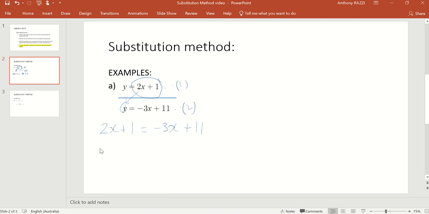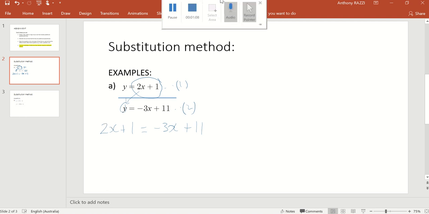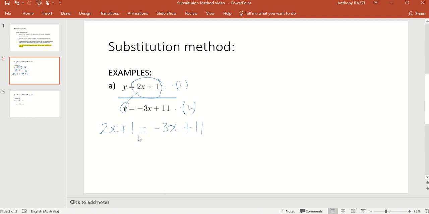So we want to get the x's on one side of the equation and the numbers on the other. The first step is to remove this minus 3x. And remember, when rearranging equations, we always do the opposite process. So the opposite of taking 3x is adding 3x. So we're going to add it to both sides of the equation to keep the equation balanced. They cancel out, and you're left with 2x plus 3x is 5x. So 5x plus 1 equals 11.